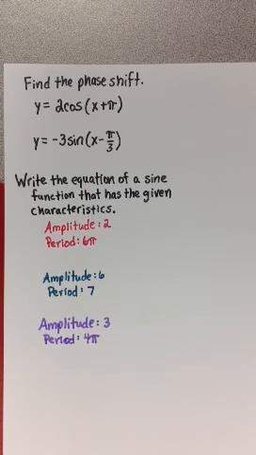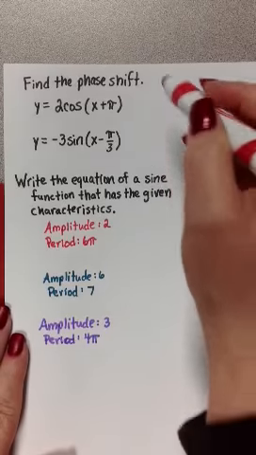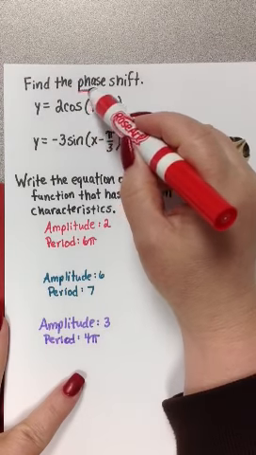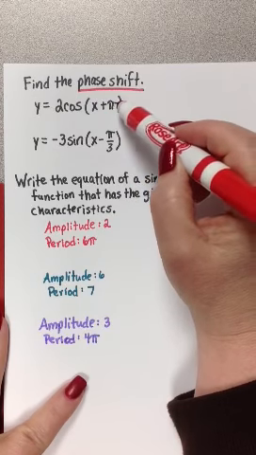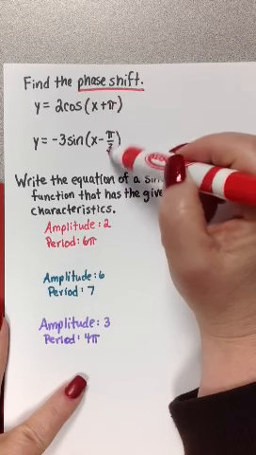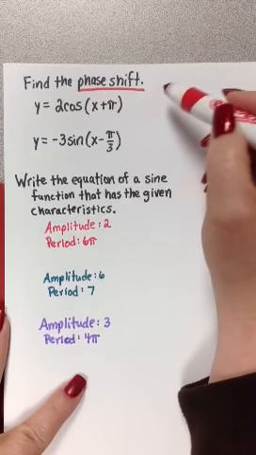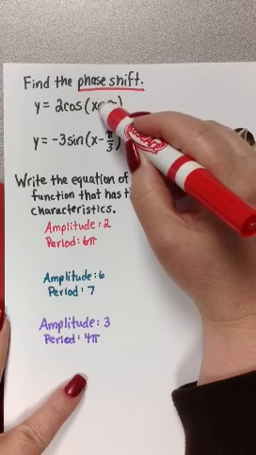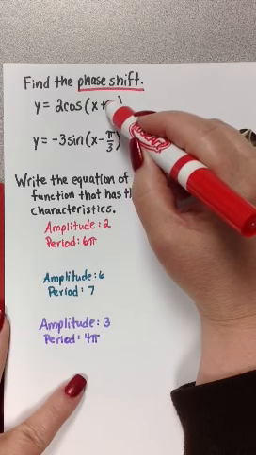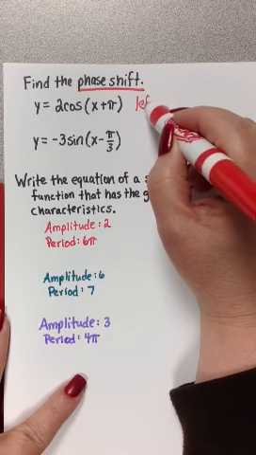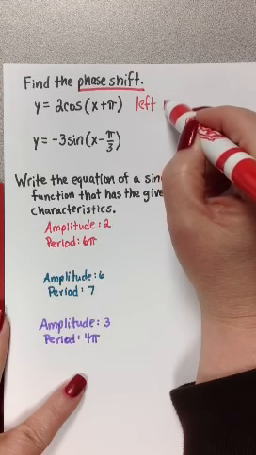Alright, on this next exercise they ask us to find the phase shift. Remember, phase shift is another name for horizontal shift. So it'll always be inside the parentheses, and you're going to need to describe the direction and how far. Remember, you always do the opposite, so since it's a plus sign, that means we will go left, and we'll go left pi units.